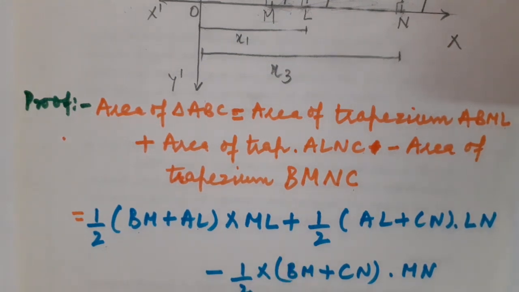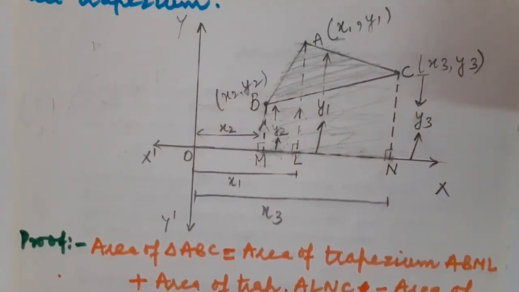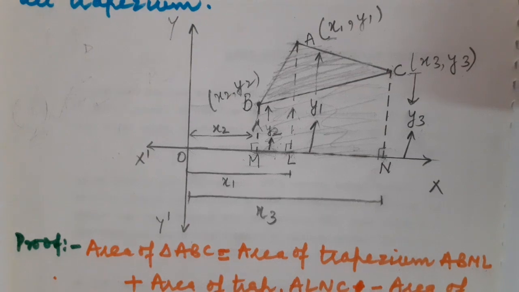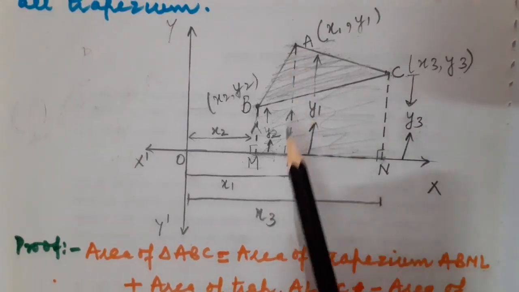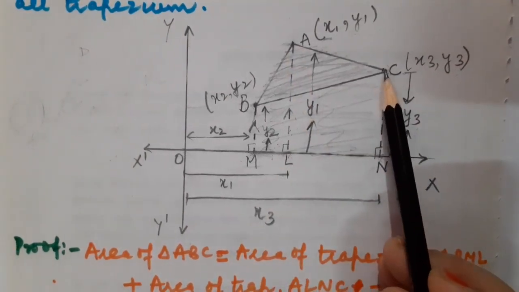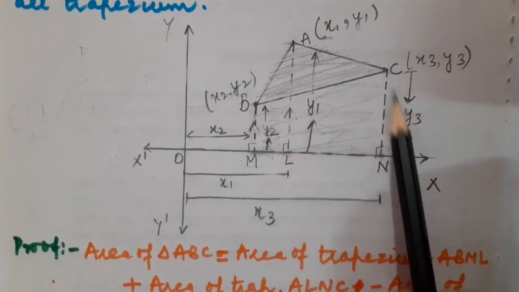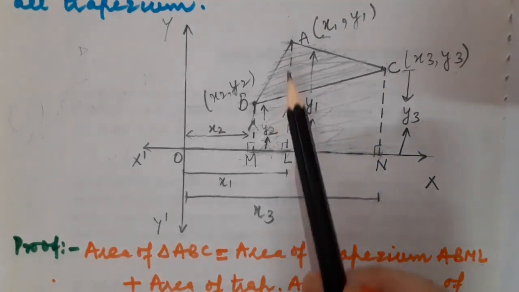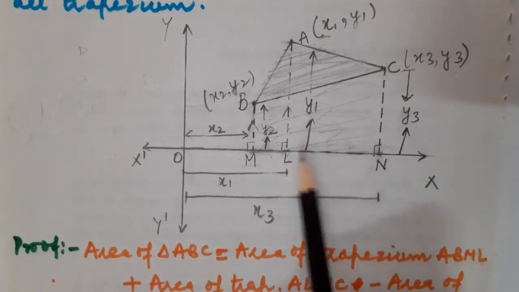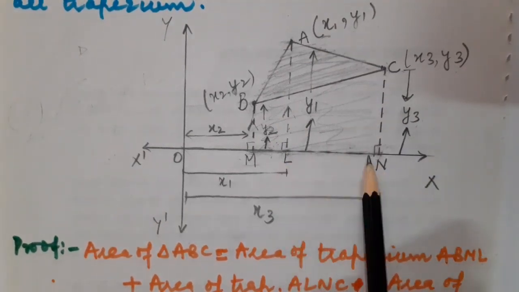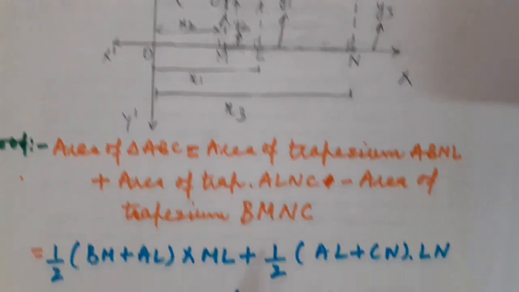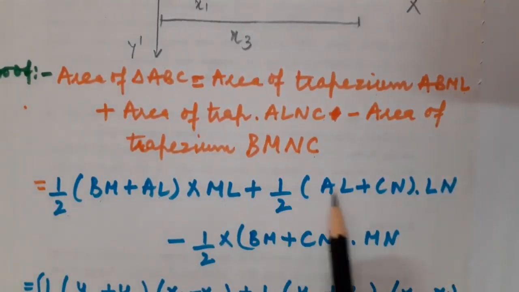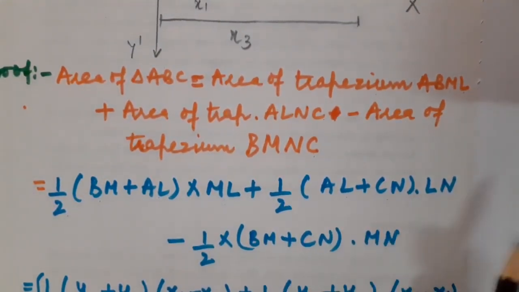Now plus, let us talk about the next trapezium, that is ALNC. Which pair is parallel? AL is parallel to CN. So what can I write? Half into AL plus CN into the distance between them, that is LN. Here it is written: half into AL plus CN into LN.